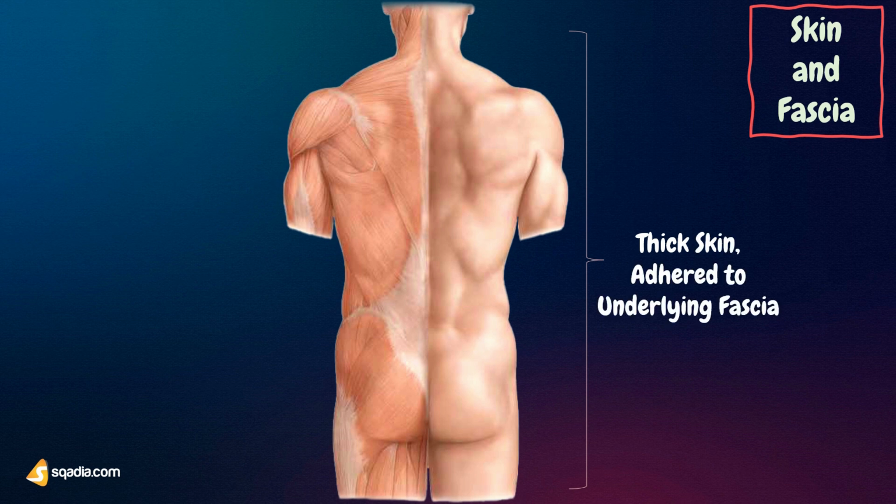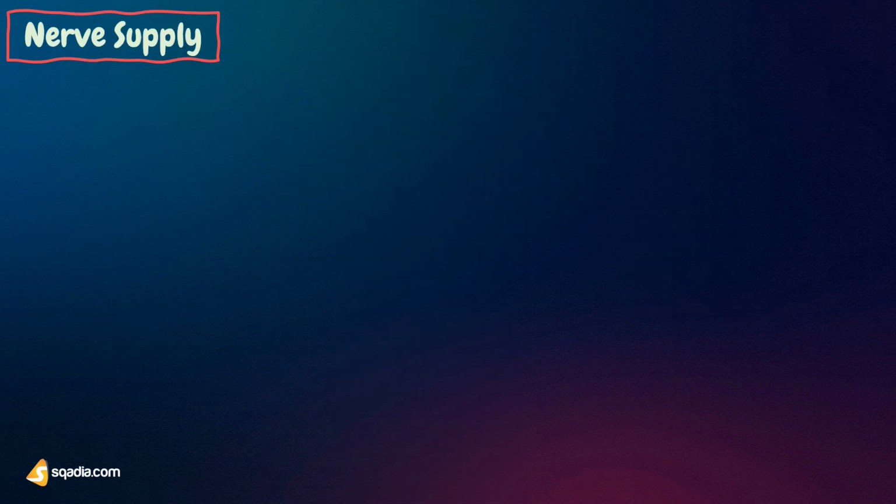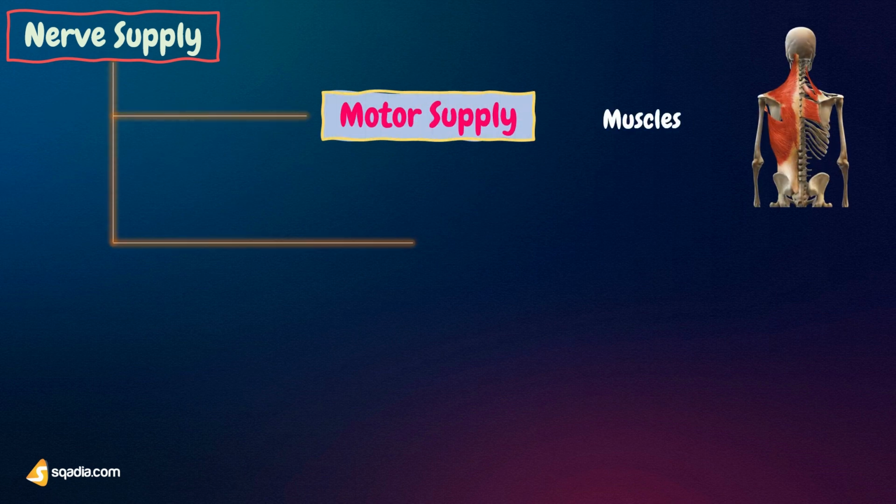The layers of fascia are divided into superficial and deep fascia. The superficial fascia, containing a variable amount of fat, is thick and strong, and is connected to the overlying skin by connective tissue. And the deep fascia is dense in texture. As for the nervous supply of the back, the motor supply to the back muscles is discussed in the next section as they innervate the muscles of the back.